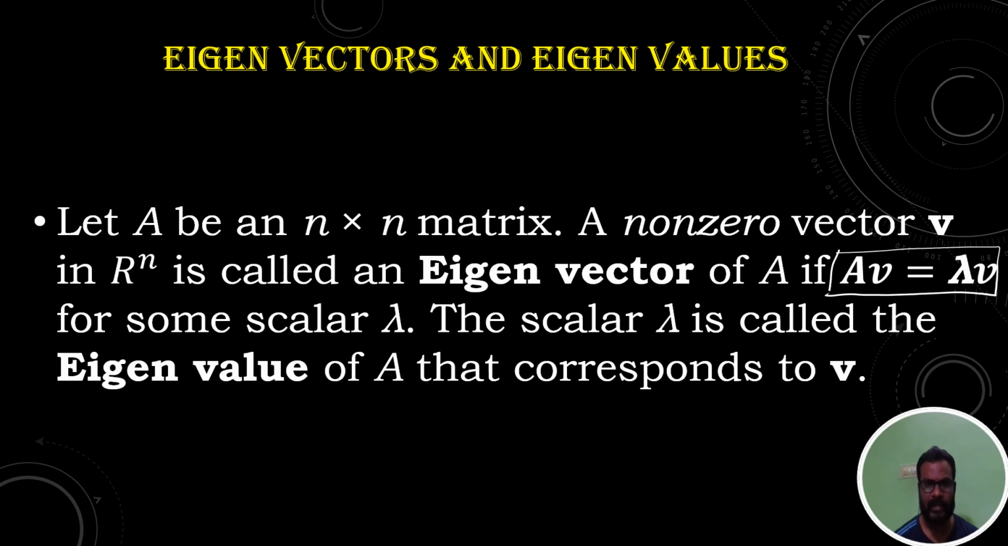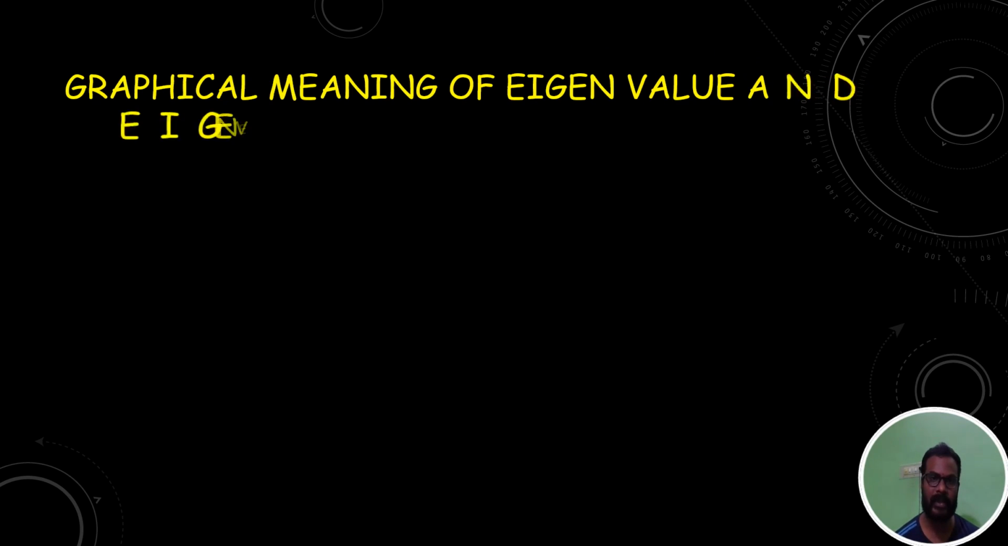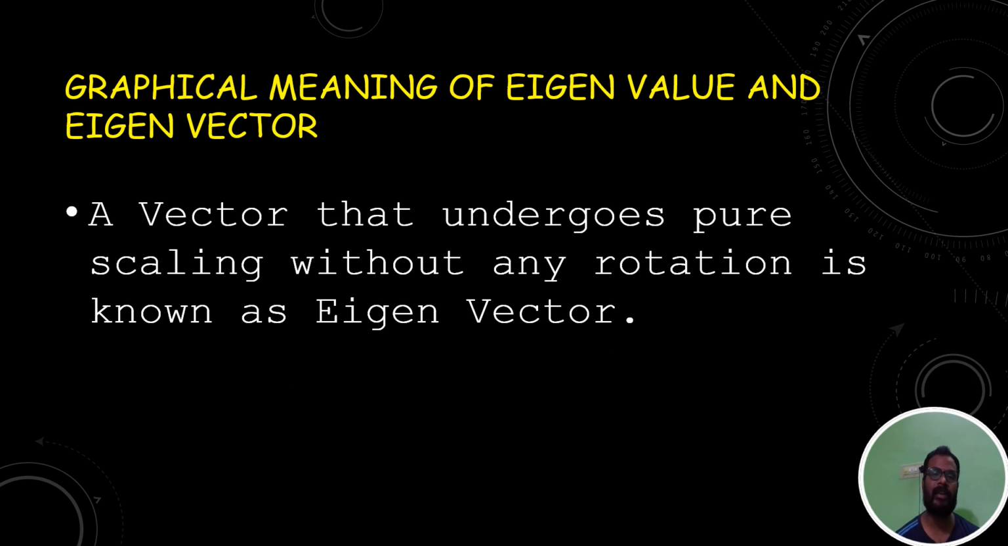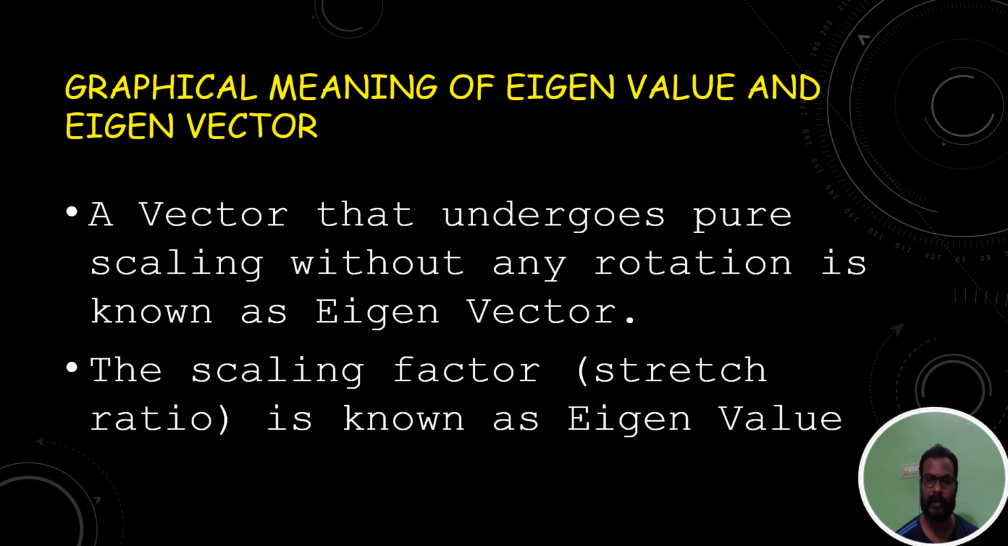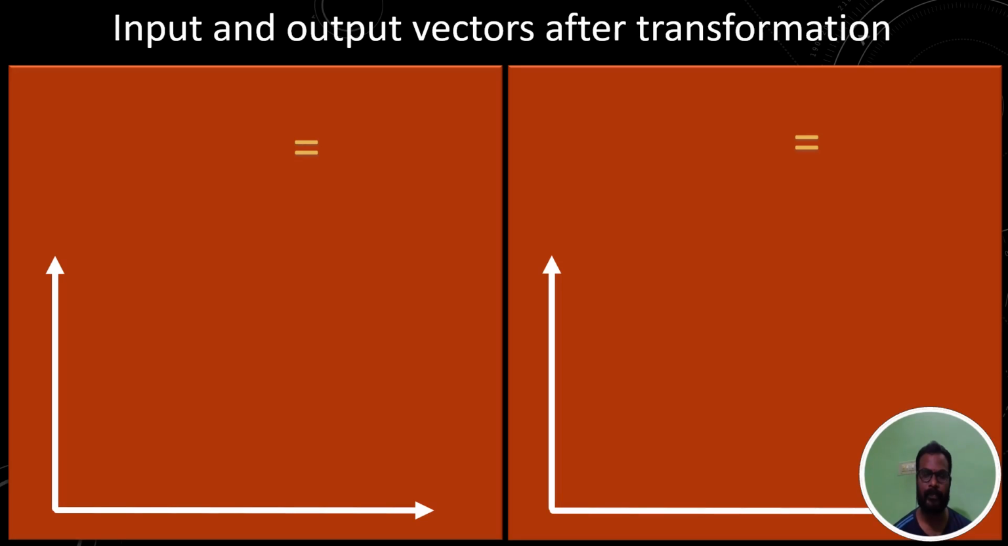Okay, so let us understand this definition in a graphical way. What is the graphical meaning of this? A vector that undergoes pure scaling without any rotation is known as an eigenvector, and the scaling factor or the stretching ratio is known as the eigenvalue. So what do you mean by scaling and rotation? Let us understand this by a practical example.